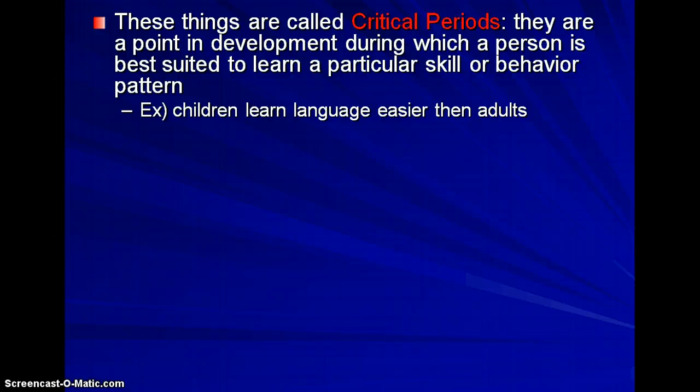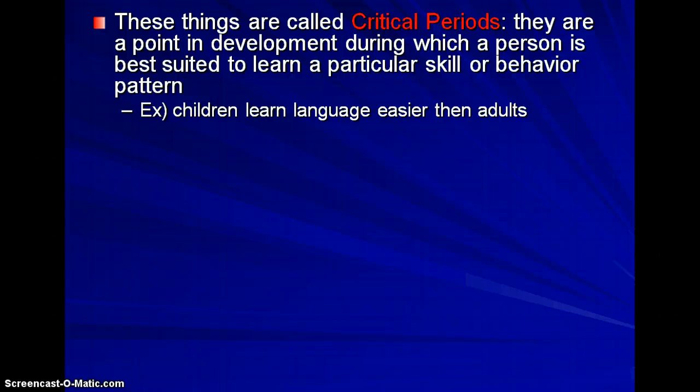These things are called critical periods. It's a point in development in which a person is best suited to learn a particular skill or behavior. The example I have here is that kids learn language easier than adults do. Right now, think about all the words you know. In order to double your vocabulary, you'll probably never even double it. Unless you go into some field that has its own unique vocabulary, you are pretty much maxed out as far as vocabulary goes. But think of a toddler. They learn one word. So to double their vocabulary, all they have to learn is one more word. Now they've got it doubled.